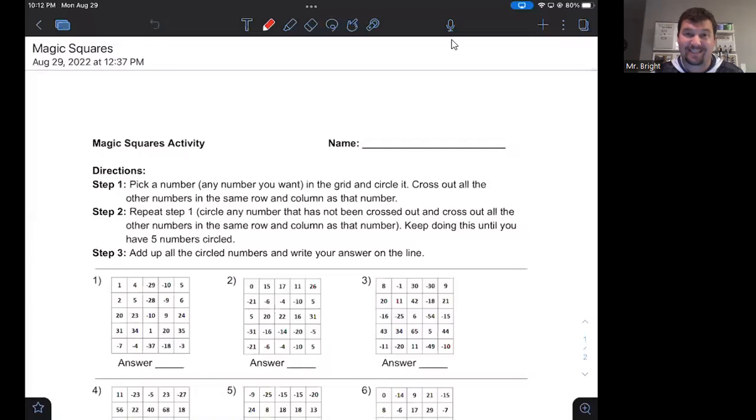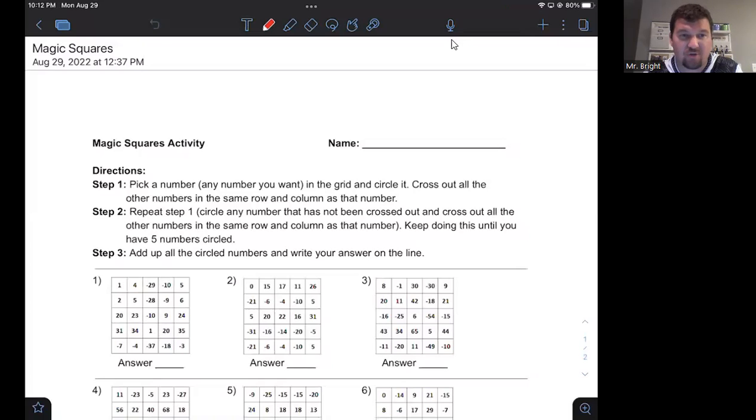All right, guys, so it's success time, and your activity that you're working on today is called Magic Squares. This is going to help us with our adding integer rules. Remember, adding integers, you're either joining forces or going to war. Let me show you how this works.